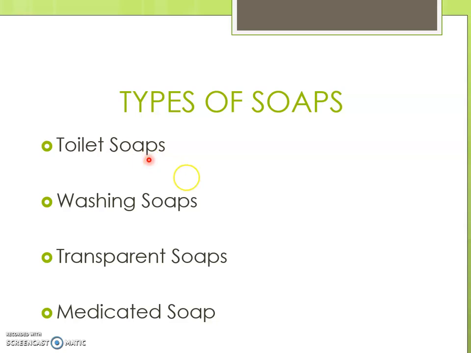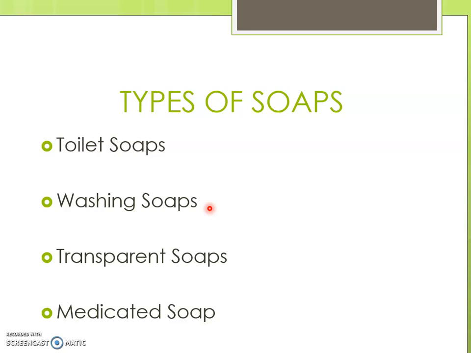Then moving to the washing soap category, these are called hard soaps. Toilet soaps are known as soft soaps. So the lather produced by washing soaps is hard. This is used for washing purposes. It is made by the saponification of cheap or low grade oils with caustic soda. These are the sodium salts of fatty acids. Toilet soaps are potassium salts. That is the difference between toilet soap and washing soap.